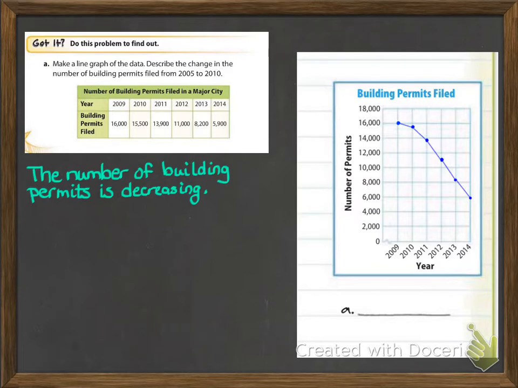So when we go to describe the graph, obviously it's going downward. So what that means is the number of building permits that were filed is decreasing. So it's a simple statement like that.